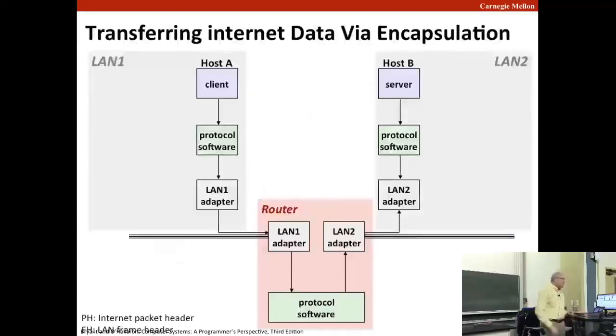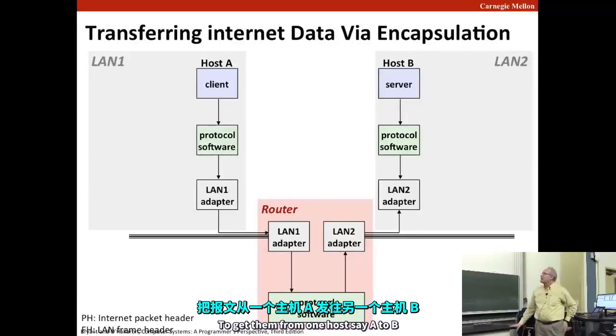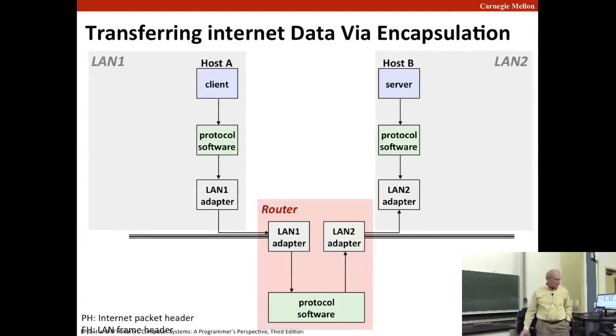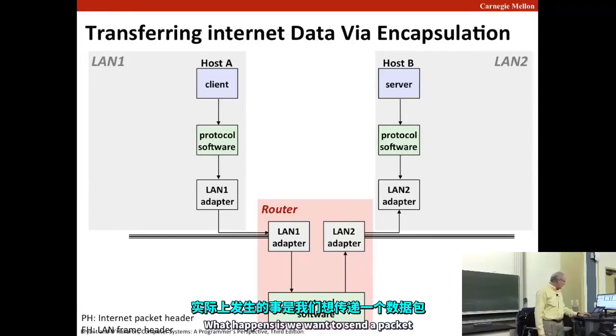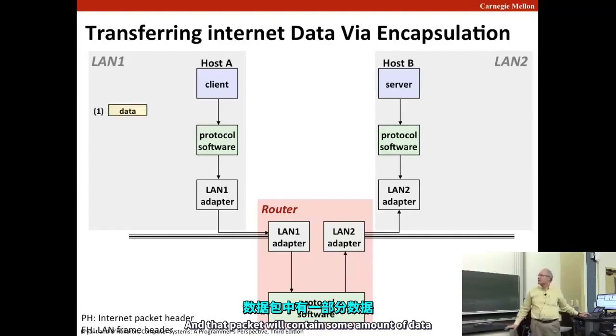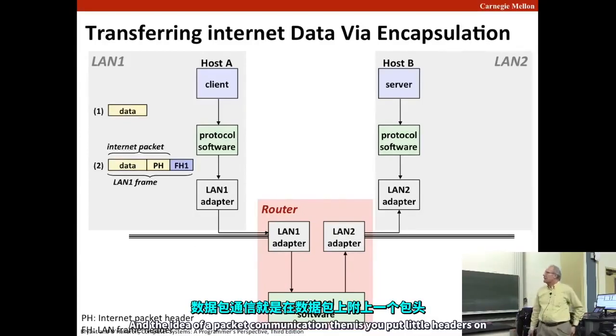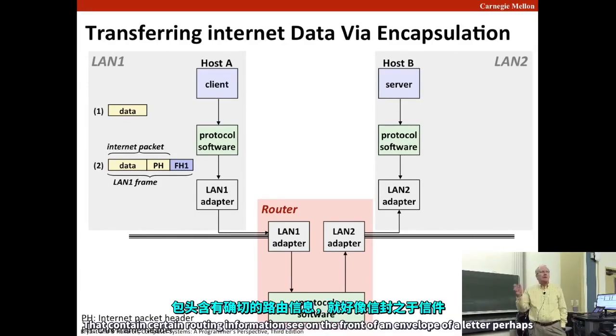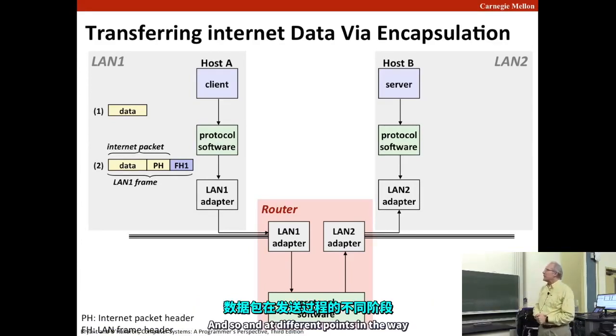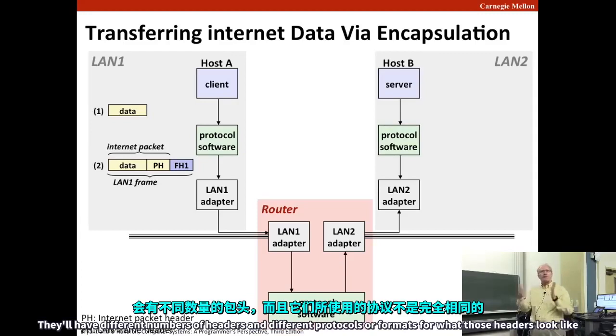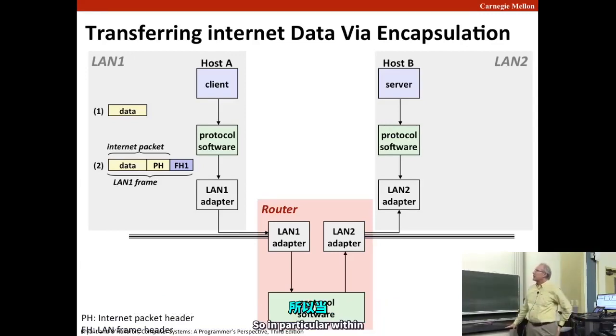So to get from one host, say A, to B, what happens is we want to send a packet. And that packet will contain some amount of data. And the idea of packet communication is you put little headers on that contain routing information, the equivalent of what you'd see on the front of an envelope of a letter, perhaps. And at different points along the way, there will be different numbers of headers and different protocols or formats for what those headers look like.